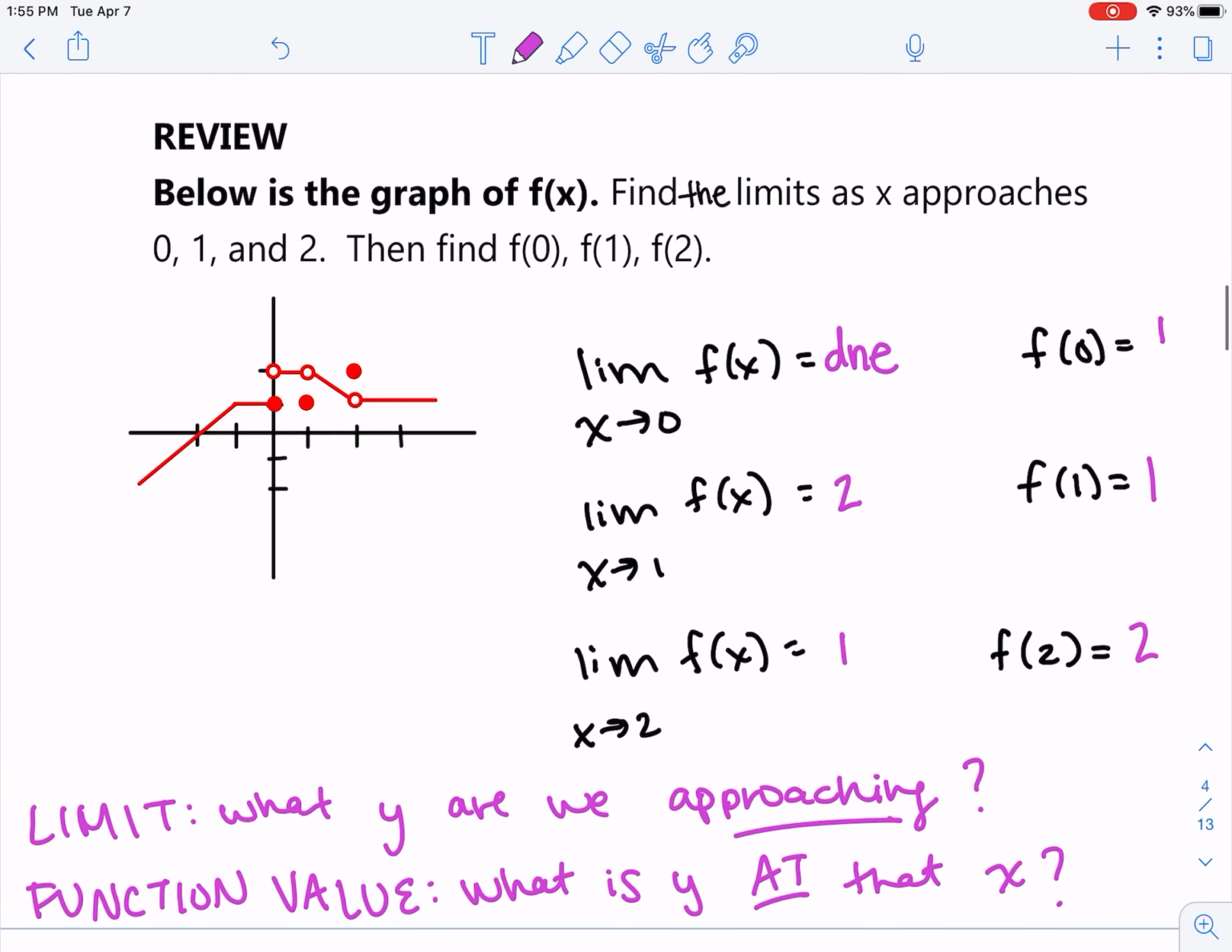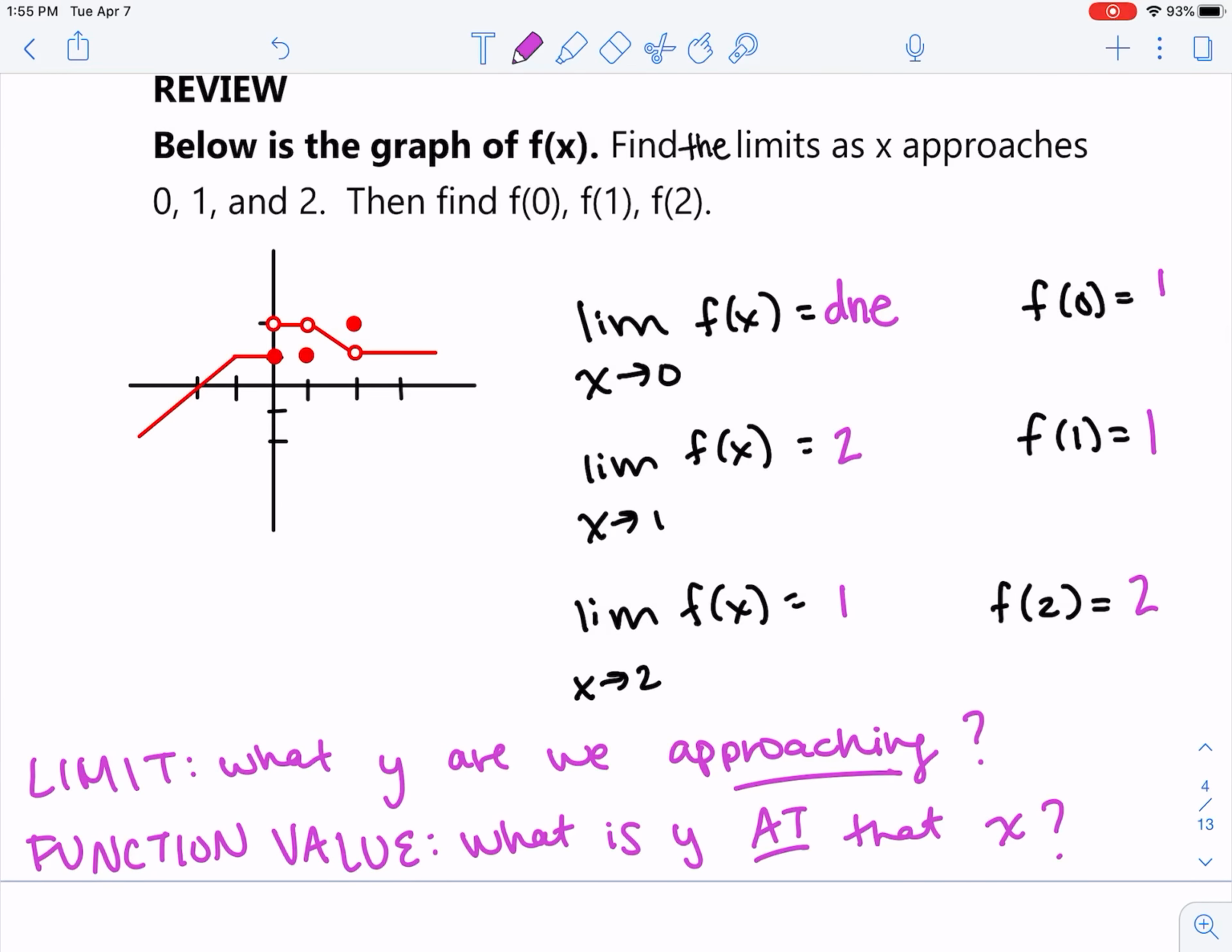All right, so here's what I've got for our answers. Check yours, see if they match. Remember that a limit is what y we're approaching, and then the function value is what y is at that particular x, okay? And the two may or may not be the same, alrighty? So they are not dependent on one another.